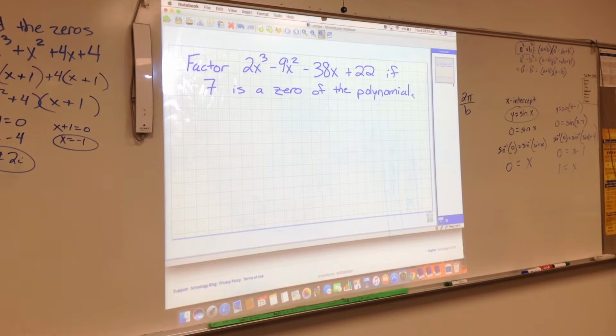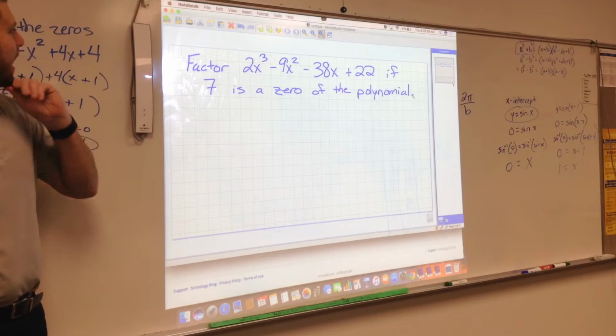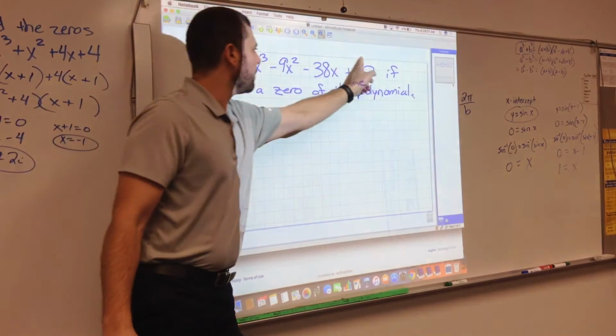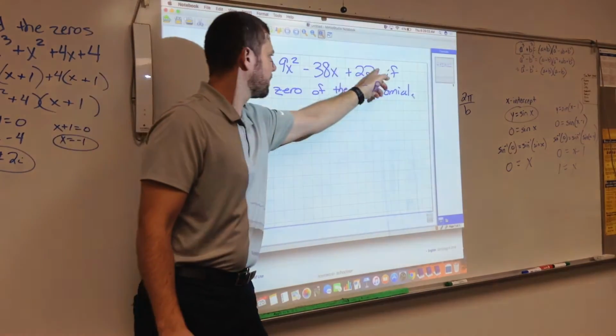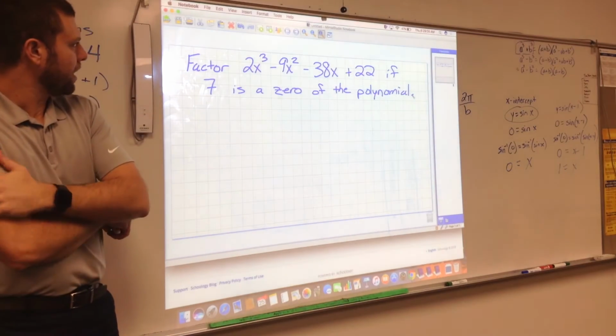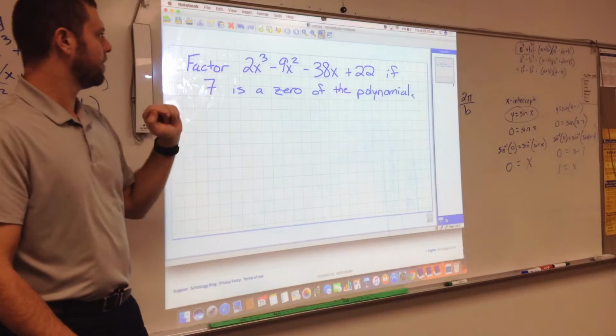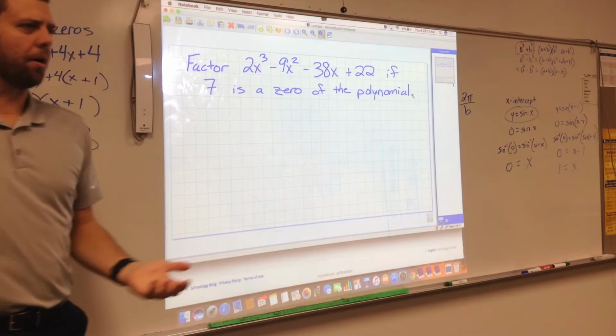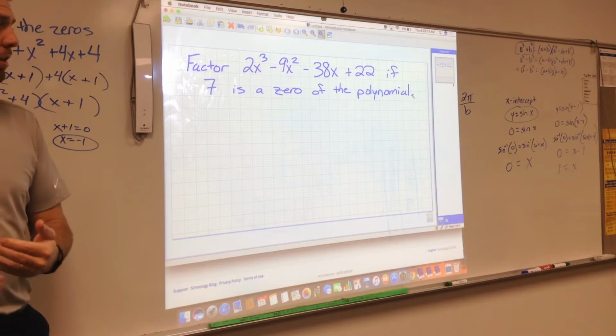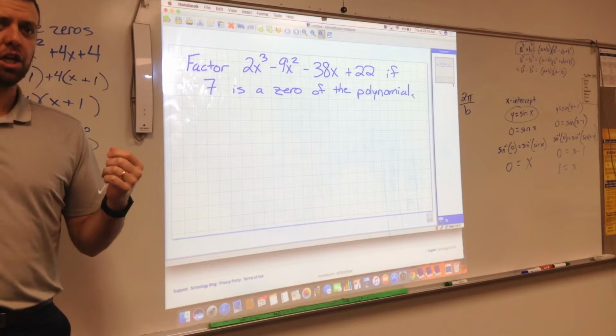All right, so here are your directions. I want us to factor this polynomial right here. Okay. By the way, quick review. What's the degree of this polynomial? 3. 3, because that's the highest power that you see. Because it has a degree of 3, the name you would give it is cubic.